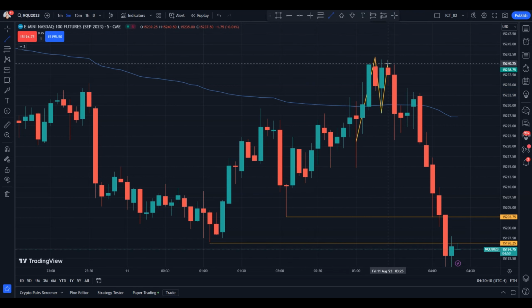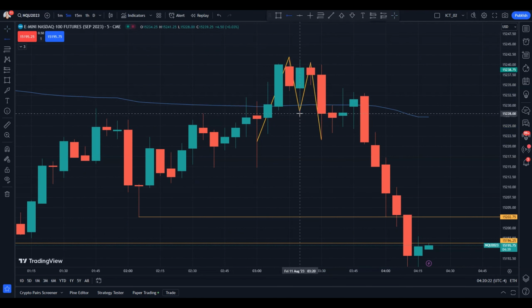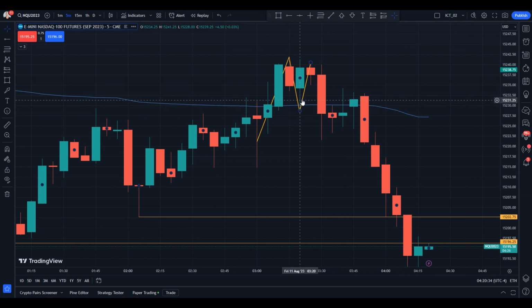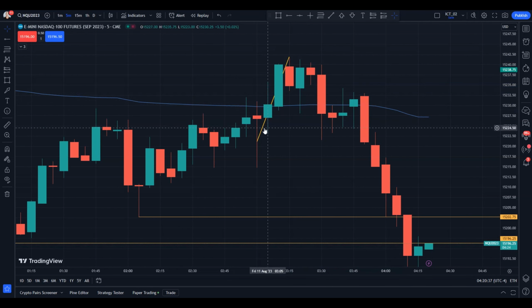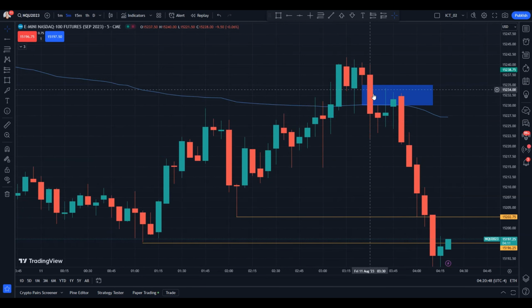The next one is this break of the structure. This level here, this low of this candle, was the market structure shift. On this big candle, it went lower and formed a fair value gap. The fair value gap formed here, right there, one, two, three candles. This big candle formed.